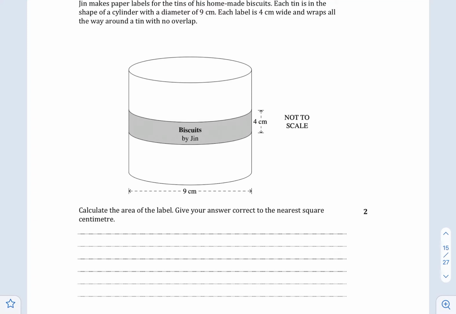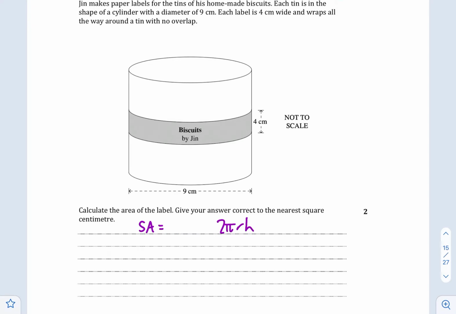So, the surface area of a cylinder is pi r squared plus 2 pi r h. Okay, but if we consider what's happening there, we don't have the top or the bottom. So I actually don't want this at all.